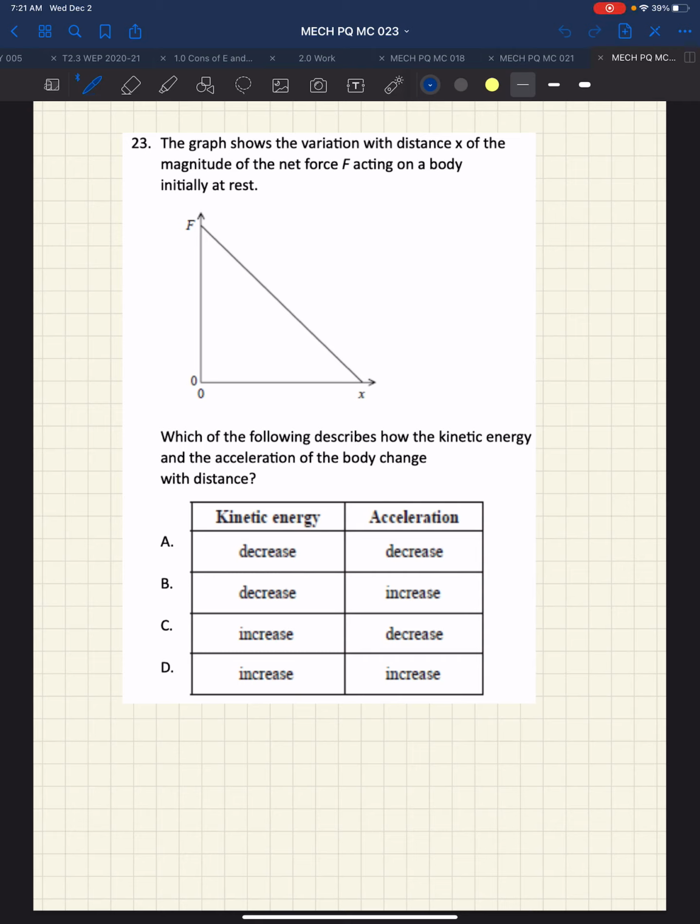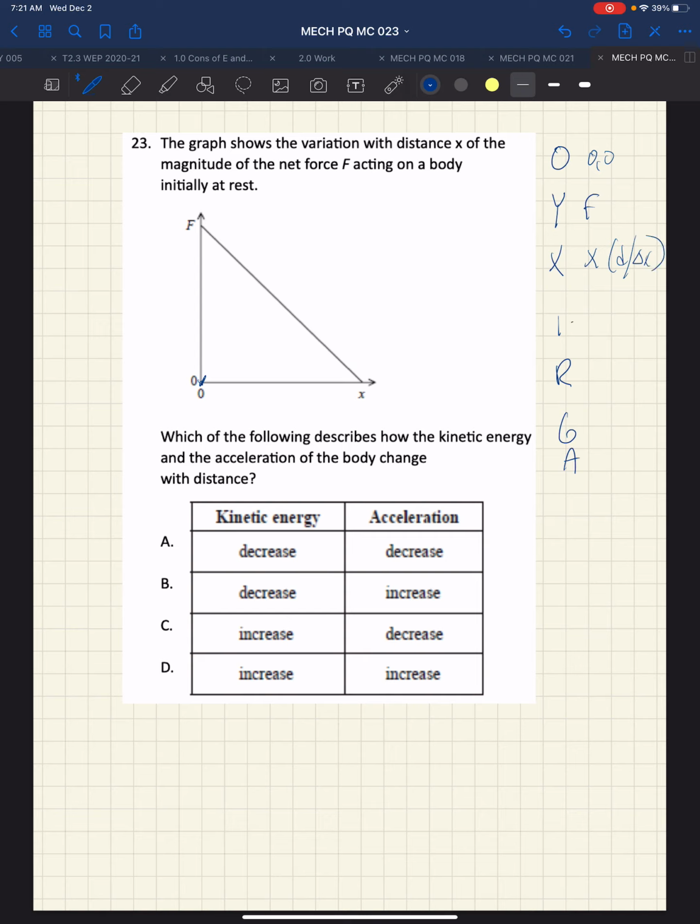So in this question, we have a graph. Right off the bat, we'll do an OYXIRGA on this. O-Y-X-I-R-G-A. So the origin, yes, we are at 0, 0. That's good. The y-axis is force. The x-axis is x, or the distance or displacement.